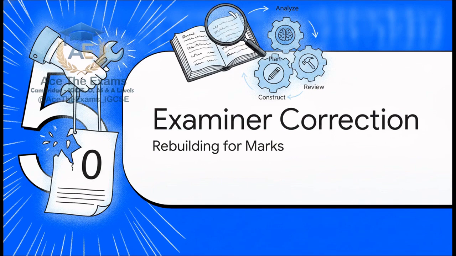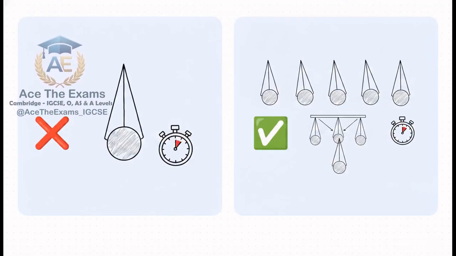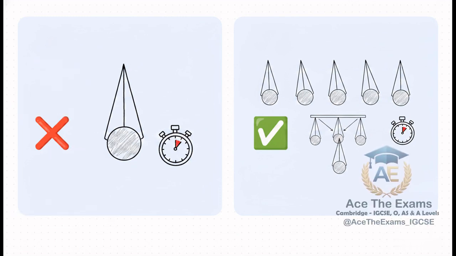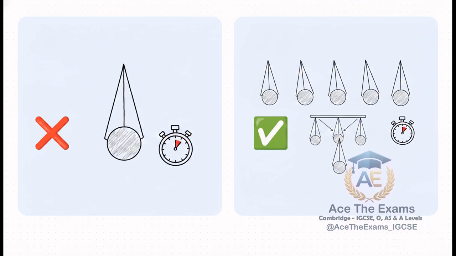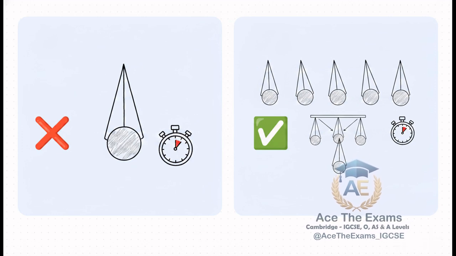Let's fix this in Section 5, the examiner's correction, rebuilding for top marks. It's time to rescue that 0-mark answer by rebuilding it using the exact, precise language that the Cambridge rubric demands. Contrast the flawed answer with this perfectly constructed response: "Time several complete oscillations using a stopwatch, then divide by the number of oscillations to find the average period T."